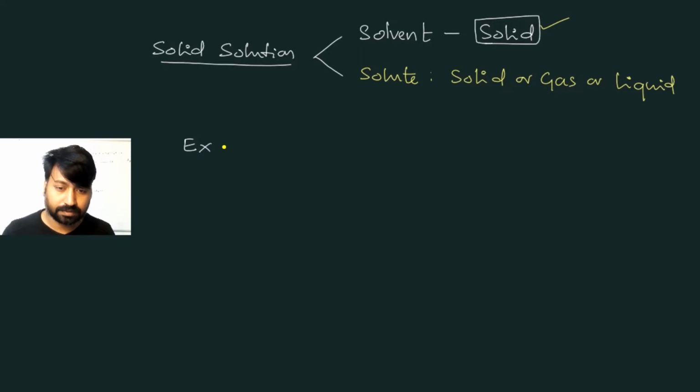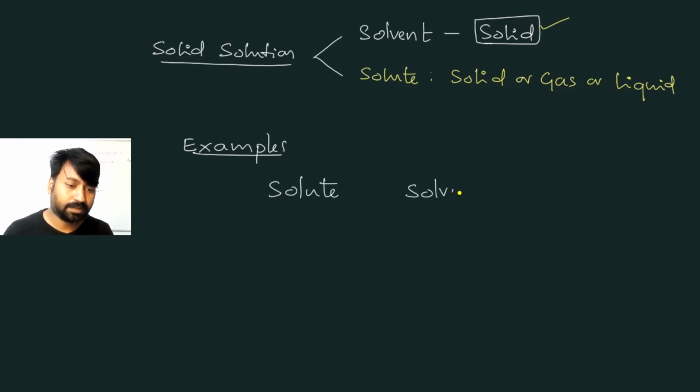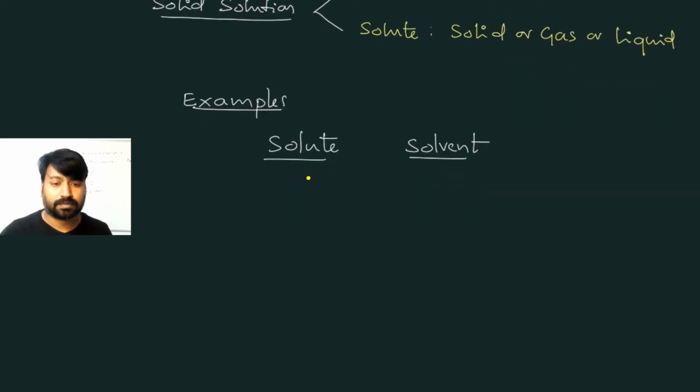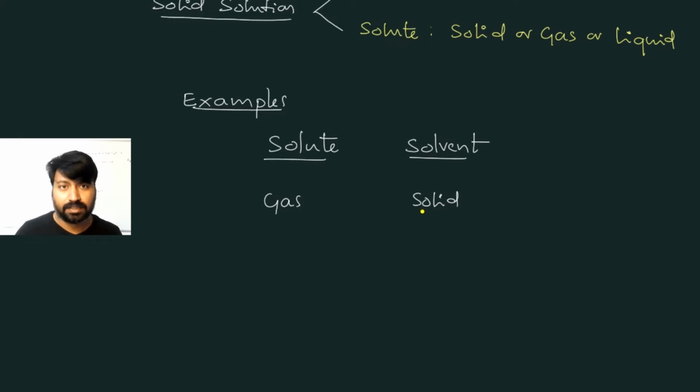We'll take examples for this. On one side I will write solute, and here the solvent, which should always be solid. These are the two categories. Now I will take a solute as a gas. The solute may be a gas that is mixed with the solid. Is there any example in your mind where a gas is dissolved in a solid?